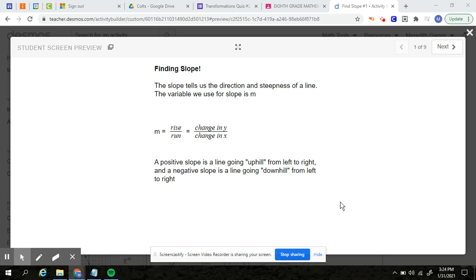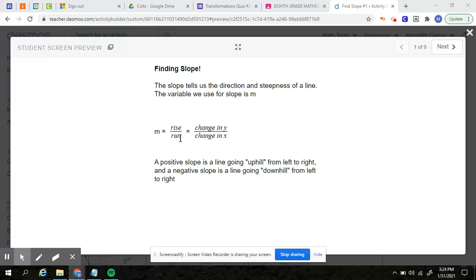Hey guys, this is Miss Garner, and this video will be going over how to find the slope of a line. So the slope is just talking about the direction and the steepness of a line on a grid. The variable that we use is going to be m. So m is going to equal our slope.